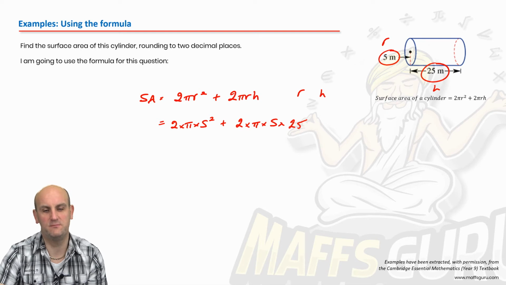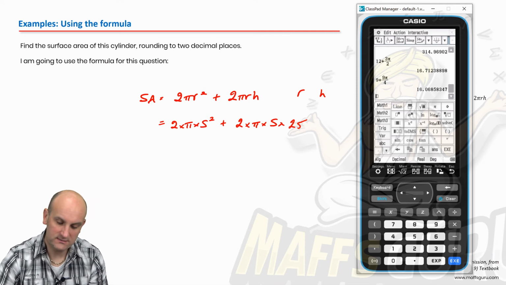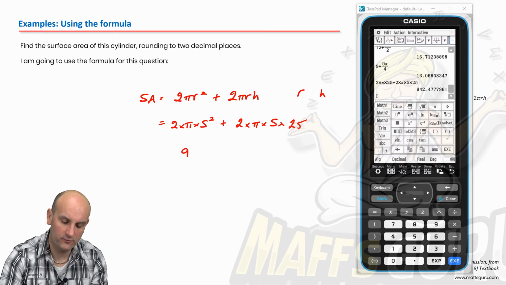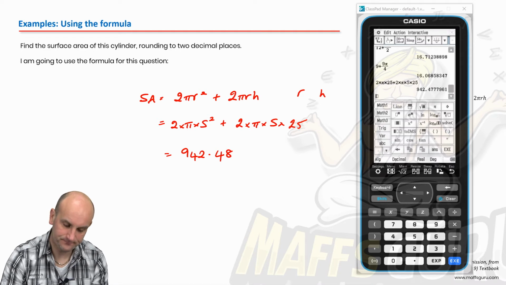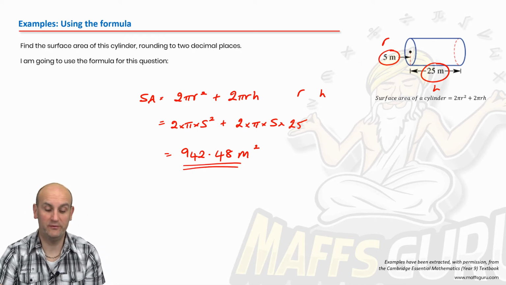Can I do this in my head? No. Will I fire up my calculator? Yes, I think I will. So 2 times pi times 25, I'm just going to do that in my head, plus 2 times pi times 5 times 25, which is 125. I could have done that in my head as well. Gives me the staggering value of 942.48. And what were my units? Meters squared. So my surface area there is 942.48 meters squared.